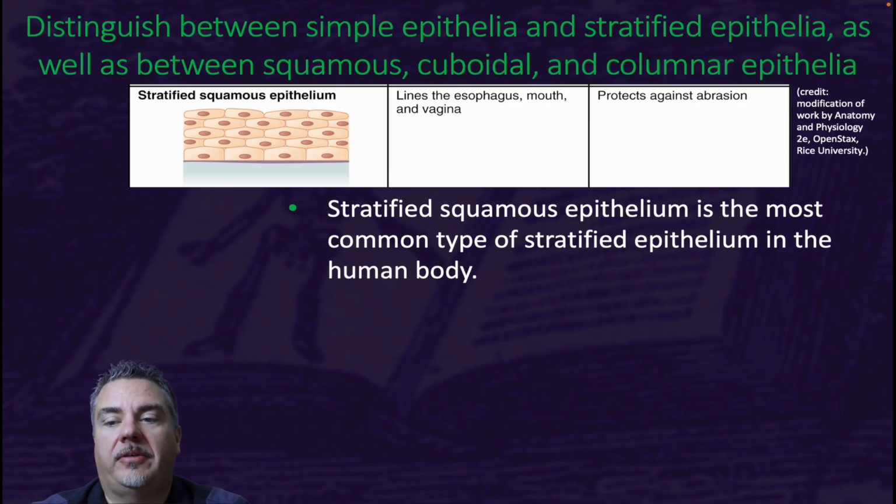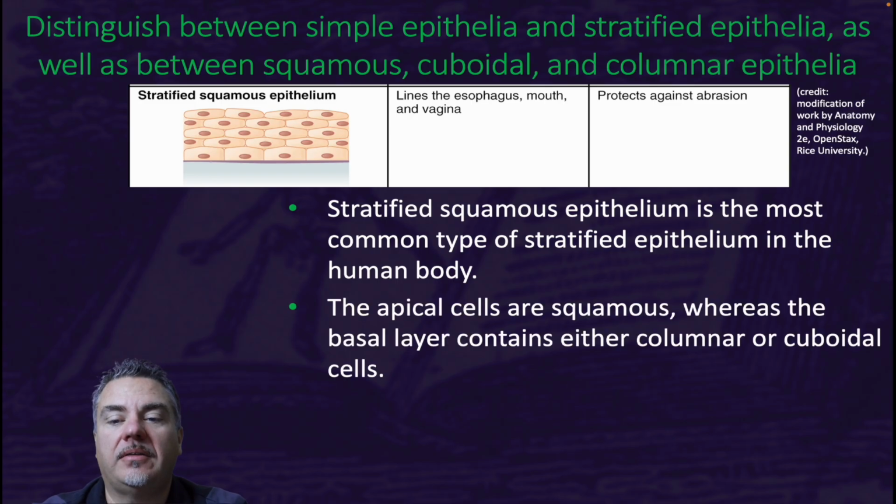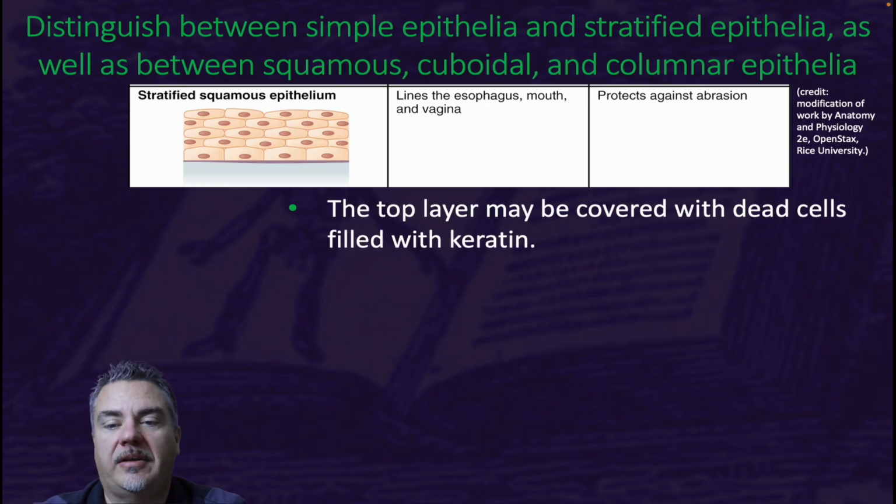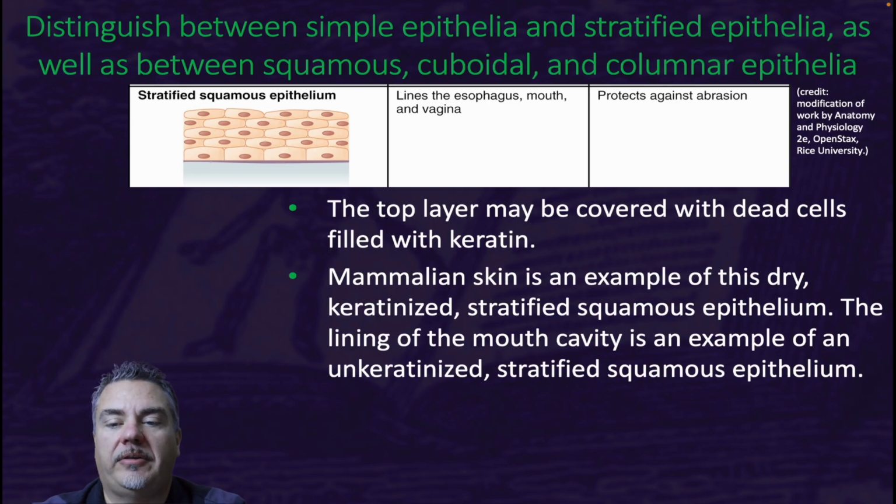Stratified squamous epithelium is the most common type of stratified epithelium in the human body. The apical cells are squamous, whereas the basal layer contains either columnar or cuboidal cells. The top layer may be covered with dead cells filled with keratin. Mammalian skin is an example of this dry, keratinized, stratified squamous epithelium. The lining of the mouth cavity is an example of an unkeratinized, stratified squamous epithelium.